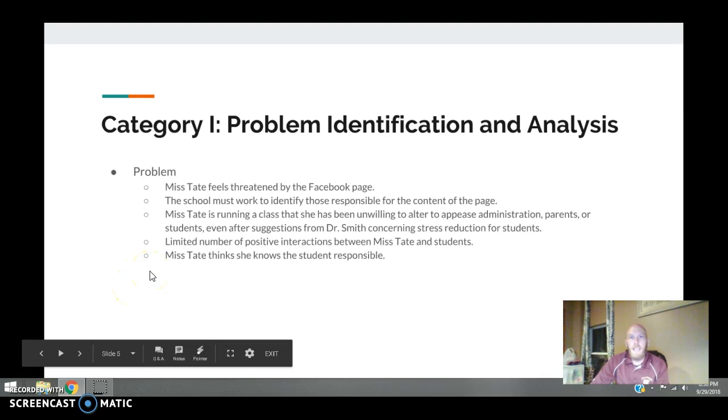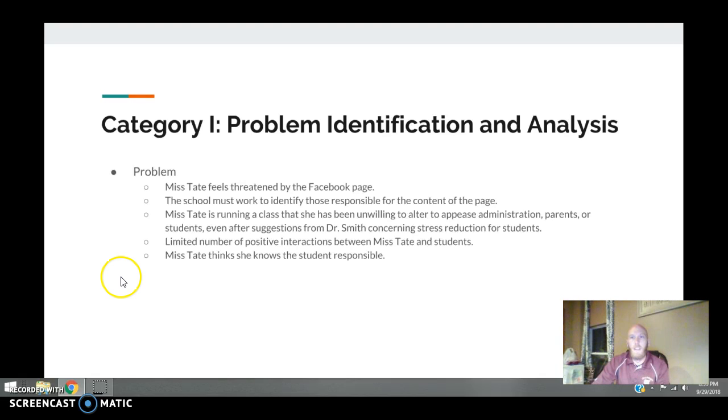Category 2, Proposed Plan of Action with appropriate strategies implementation. Plan of action: work with IT personnel to find the creator of the page, and educate students concerning appropriate technology usage.